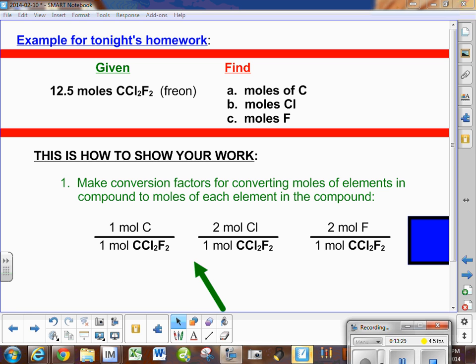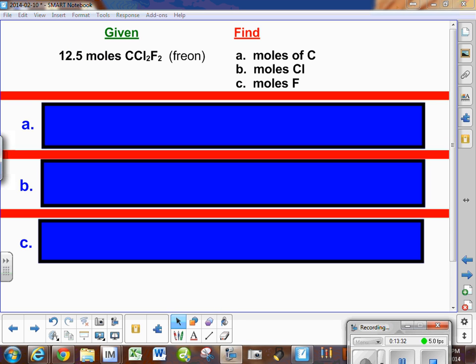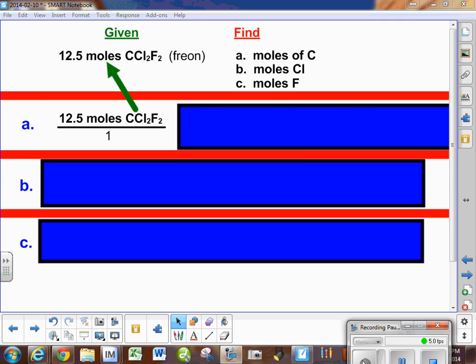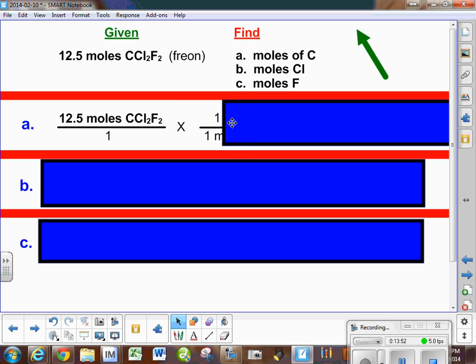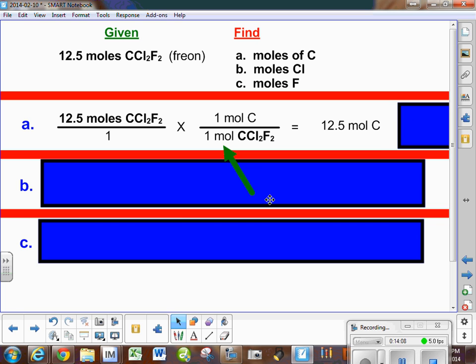So let's go to our next screen. And now you can see, here's our given. All right. So this given, always over 1, becomes the starting of our calculation. And right now we're going to be doing the calculation to get moles of carbon. So we use the ratio that had carbon in it, and that was 1 carbon for every molecule of Freon. I'm not going to name this other than Freon. It's just the Freon molecule. And when we run the numbers, this is an easy calculation. Okay, and likewise, I'd like you to calculate B and C before you go any further. So stop the recording and then come back and check your work.